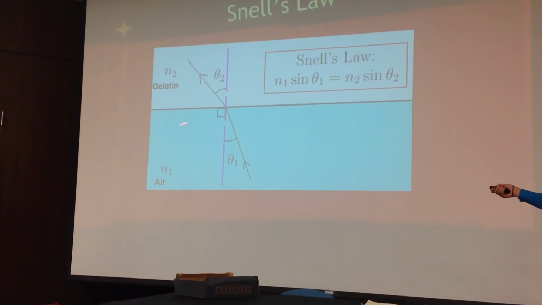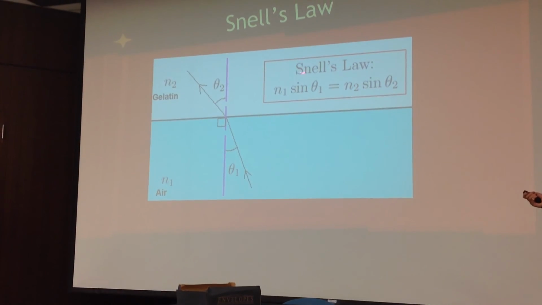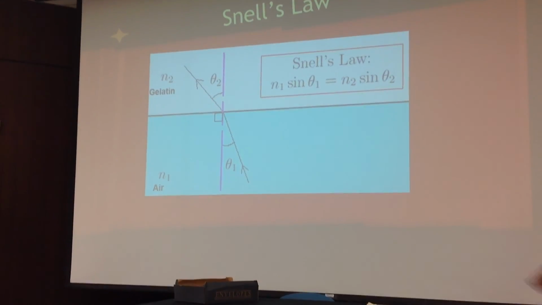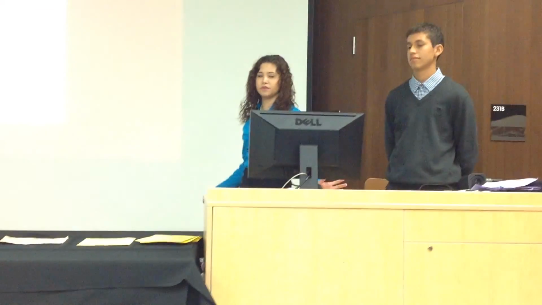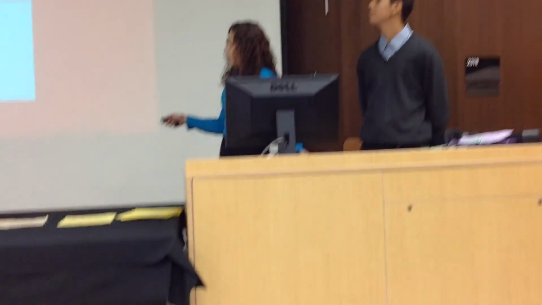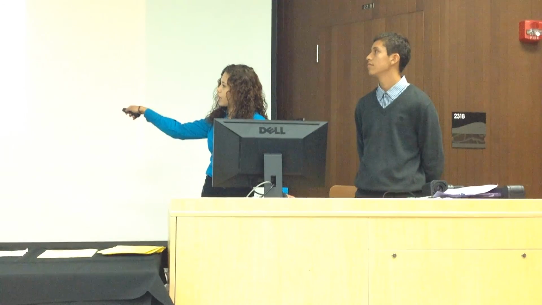Okay, and this is kind of a picture of what it would look like. Down here represents the air, the blue area, and the top represents the gelatin. This midline right here, the horizontal line, is what's called the interface. And that purple line right here is what's called the normal. It's just an invisible line. And the arrows pointing here, that is the angle of incidence, and the angle pointing out is the angle of refraction.